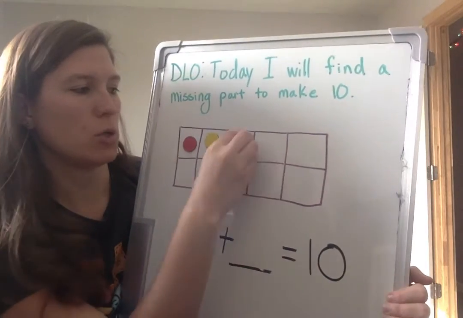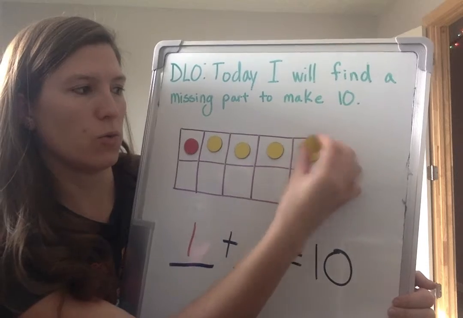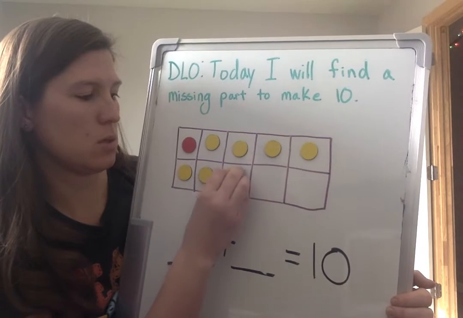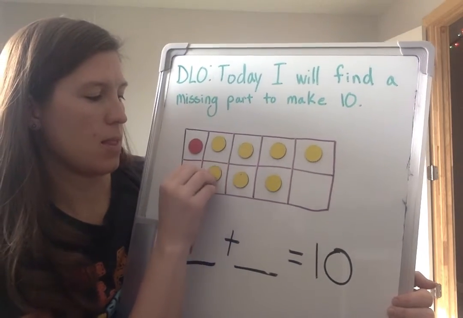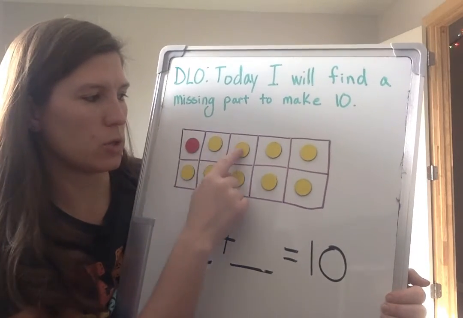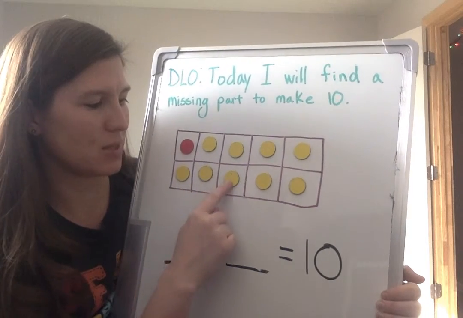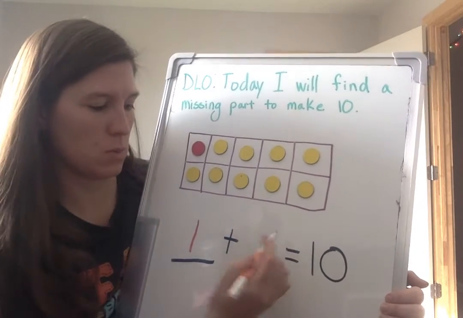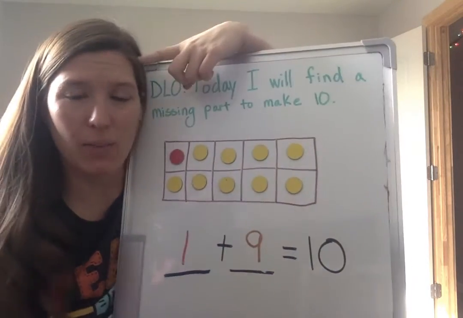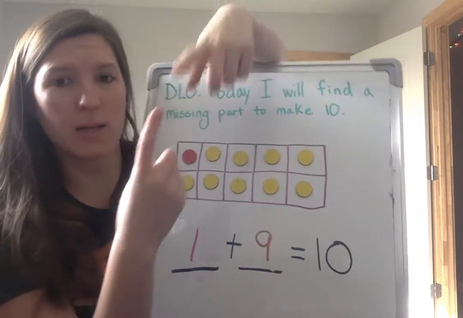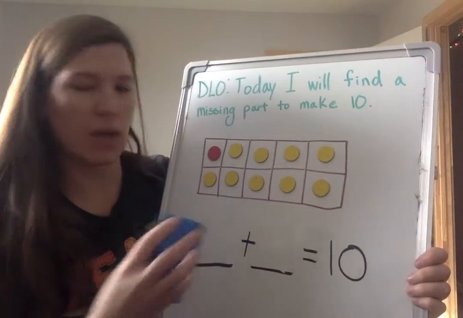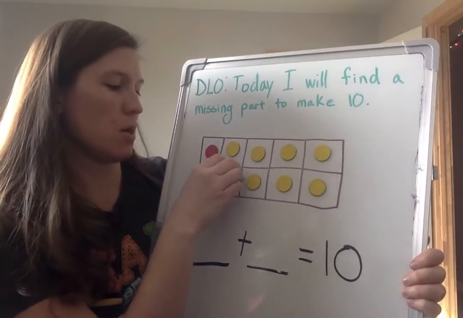1, 2, 3, 4, 5, 6, 7, 8, 9. I have 1 red plus 1, 2, 3, 4, 5, 6, 7, 8, 9 yellow equals 10. So if I put 9 in my head, 1 in my hand, I can count up 9, 10. Let's do another one. All we're doing is finding the missing part in the window.